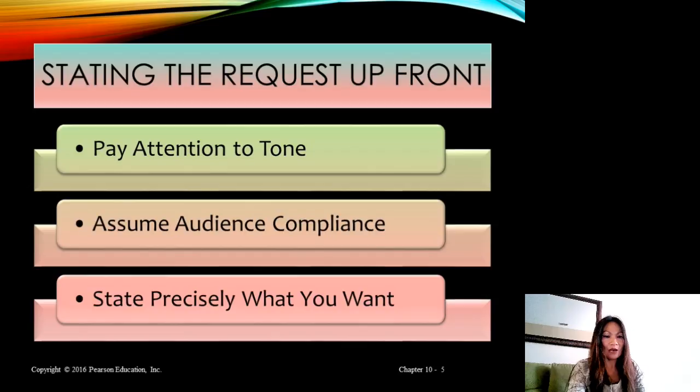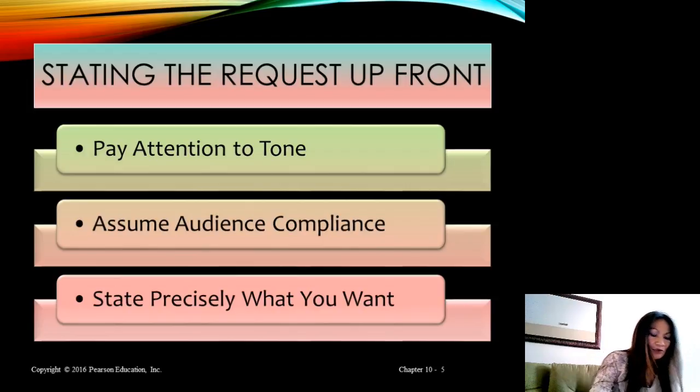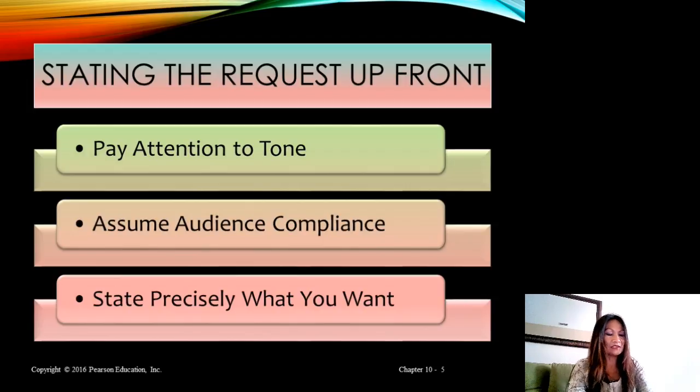Stating the request up front. You can begin a routine request by placing your initial request first, because up front is where it stands out and gets the most attention. Of course, getting right to the point should not be interpreted as license to be abrupt or tactless. Pay attention to tone. Instead of demanding action, soften your request with words such as please and I would appreciate. Assume that your audience will comply.